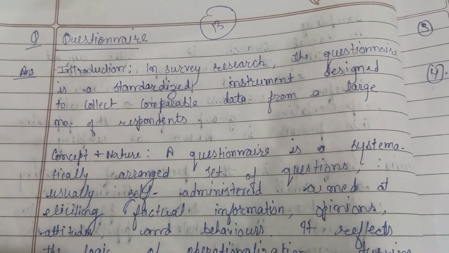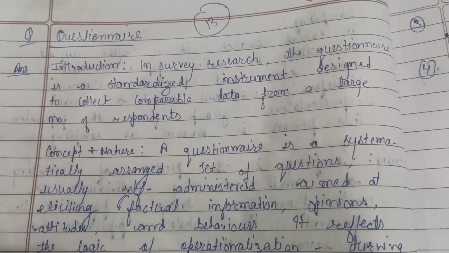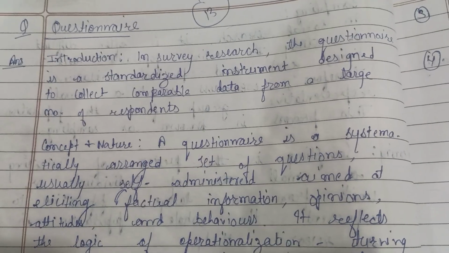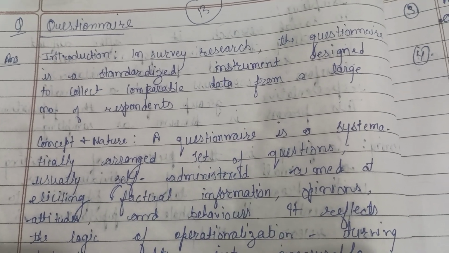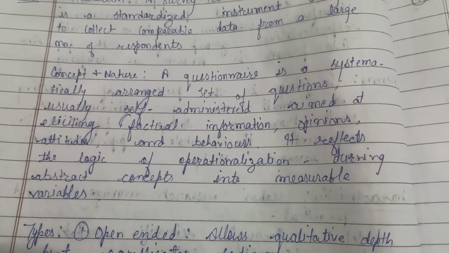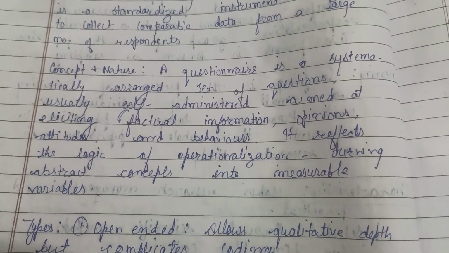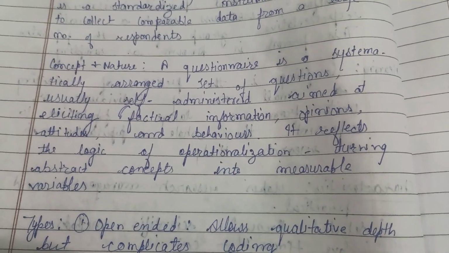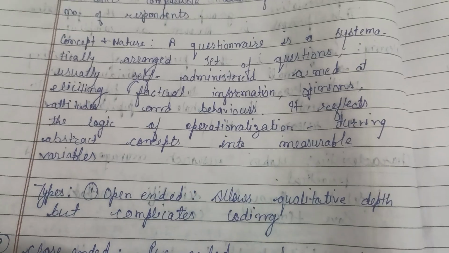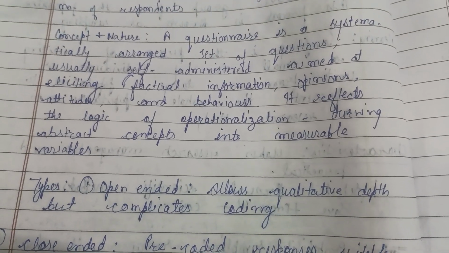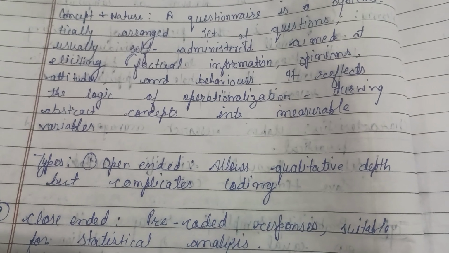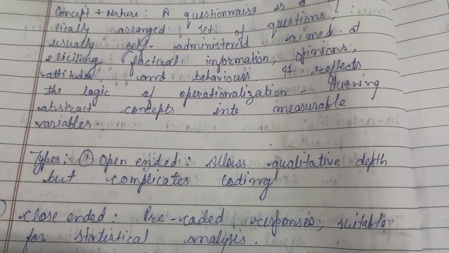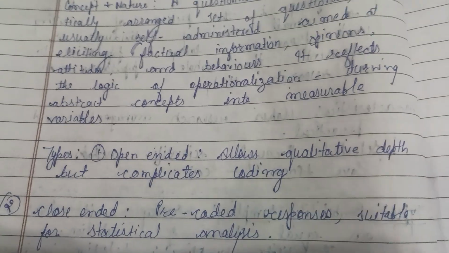अगला क्वेश्चन है क्वेश्चनरी. Introduction. In survey research, the questionnaire is a standardized instrument designed to collect comparable data from a large number of respondents. Concept and nature: a questionnaire is a systematically arranged set of questions, usually self-administered, aimed at eliciting factual information, opinions, attitudes, and behavior. It reflects the logic of operationalization, turning abstract concepts into measurable variables.